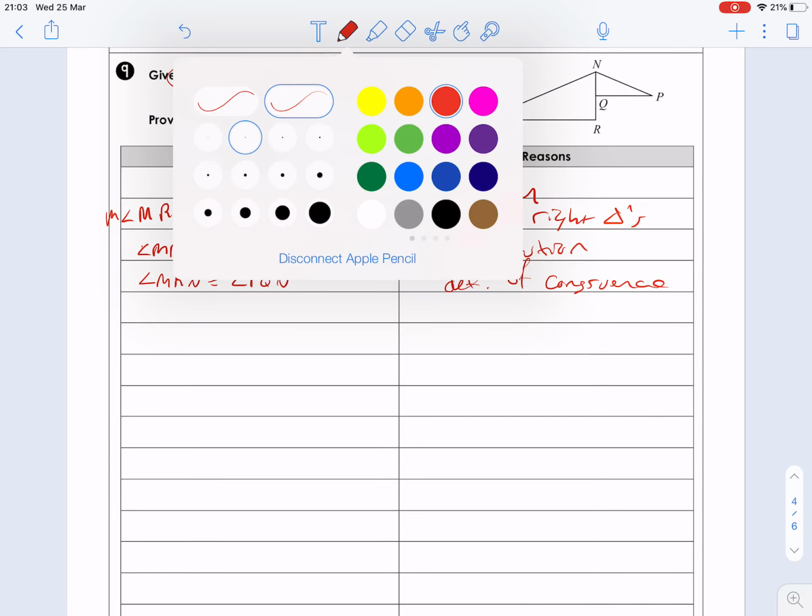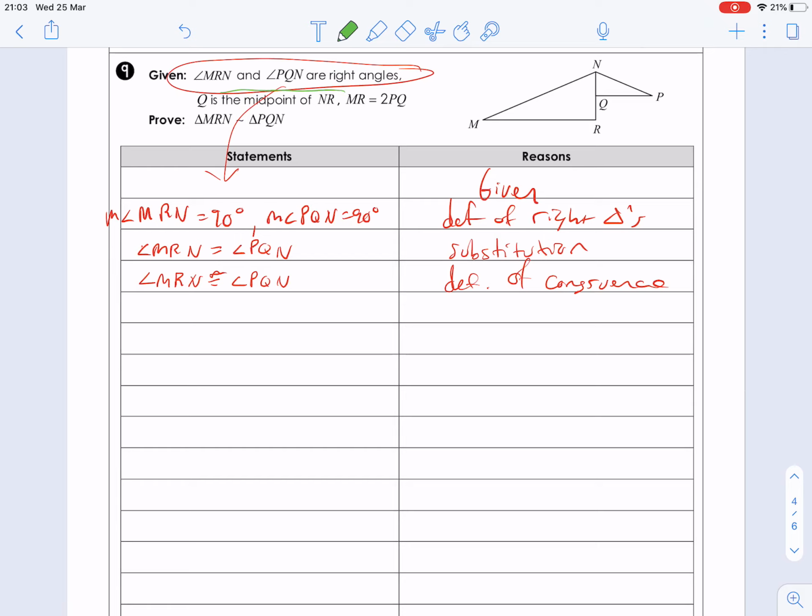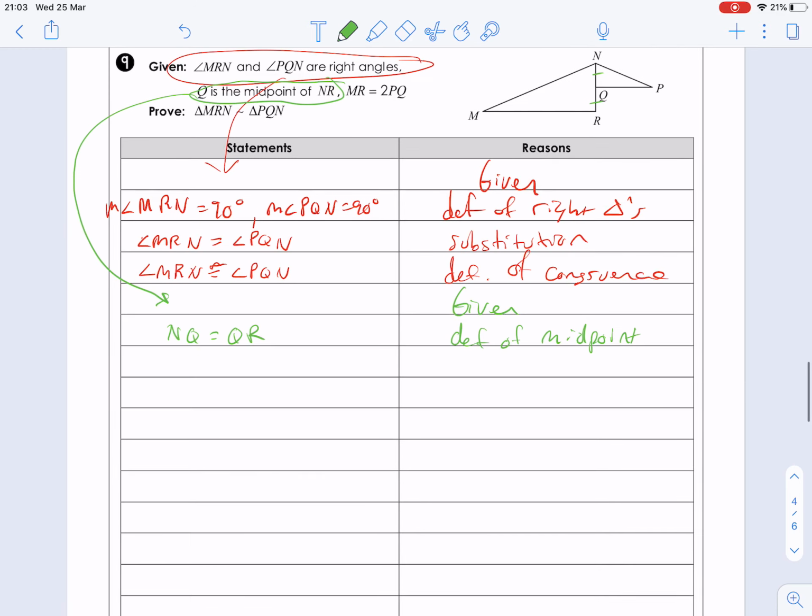And then let's go to our next information. It says Q is the midpoint of NR. That is a given. Q is the midpoint of NR, which means NQ must be congruent or equal to QR, which means NQ must be equal to QR based on definition of midpoint. We just use the givens and follow every piece of information we can get from that.